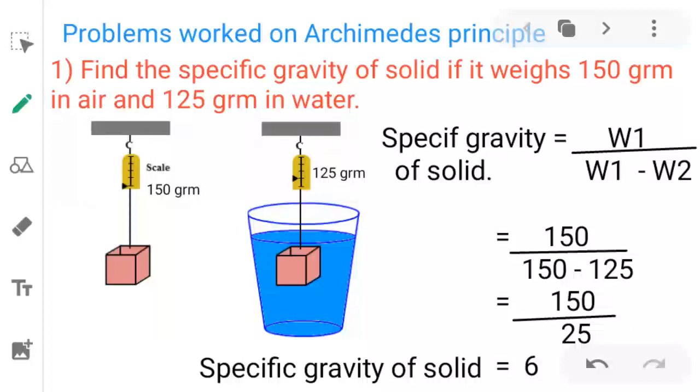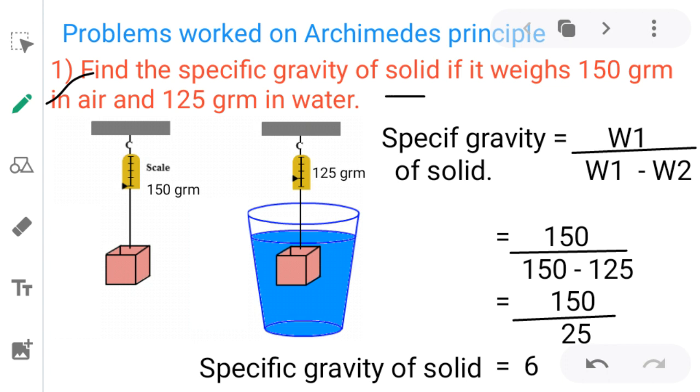Hello students, we have studied Archimedes principle in the last videos. In this video, I am going to explain how to calculate the relative density or specific gravity of a solid by Archimedes principle. Let's take example problem number 1. Here it is asked to find the specific gravity (Sg) or relative density of a solid.